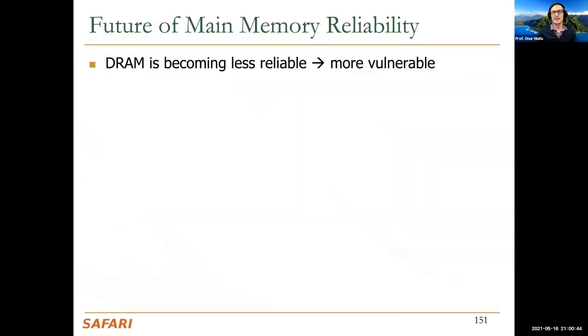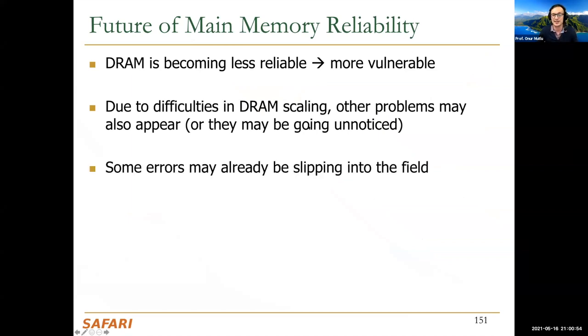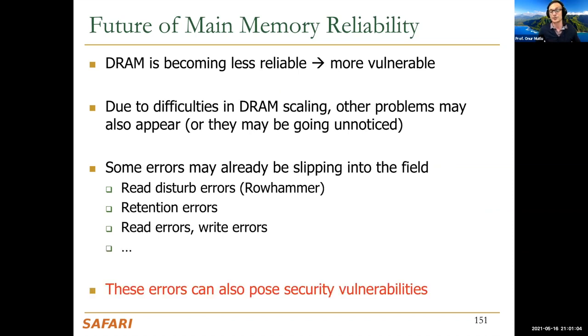But okay, let me pull back a little bit. So basically, DRAM is clearly becoming less reliable and more vulnerable. Due to difficulties in DRAM scaling, other problems may also appear, or they may be going unnoticed. Some errors may already be slipping into the field. Clearly, read disturb errors like Rowhammer are examples. Retention errors may be just getting into the field also. Read errors, write errors, and who knows what else. All of these errors can also pose security vulnerabilities, and somebody may be exploiting them in our systems.